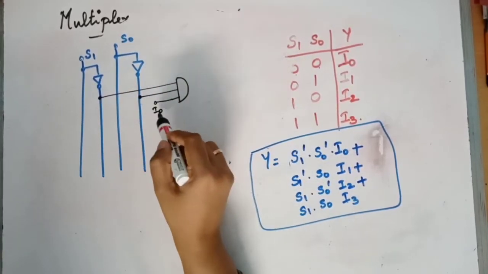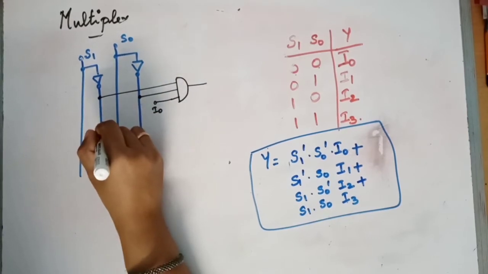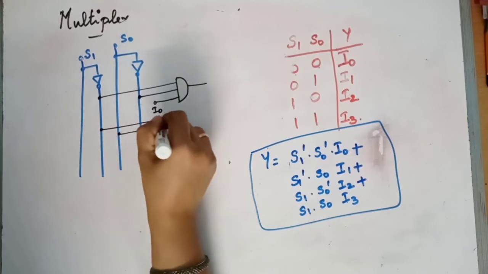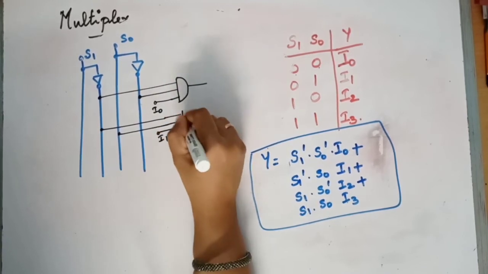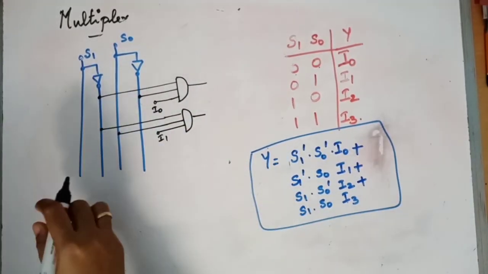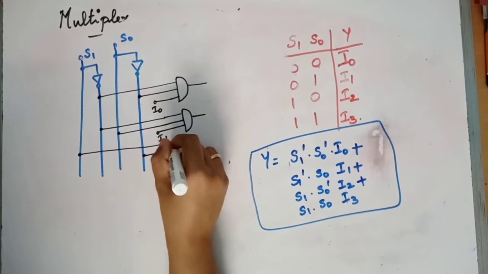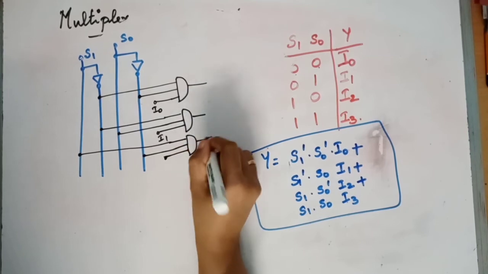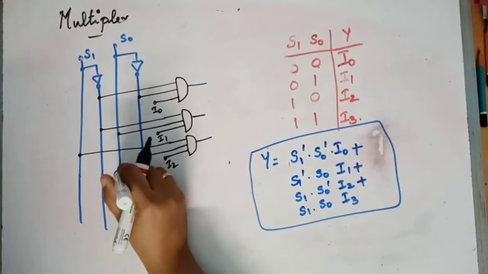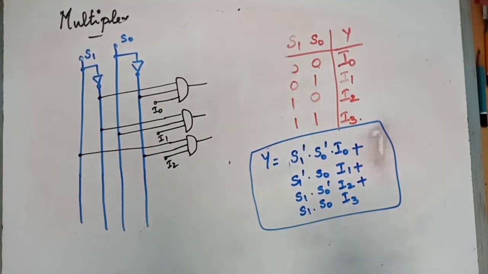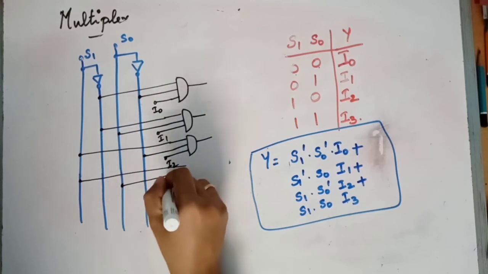So S1 bar, S0 bar, I0. Then next is S1 bar, S0, I1. Then S1, S0 bar, I2. Last one is S1, S0, I3.